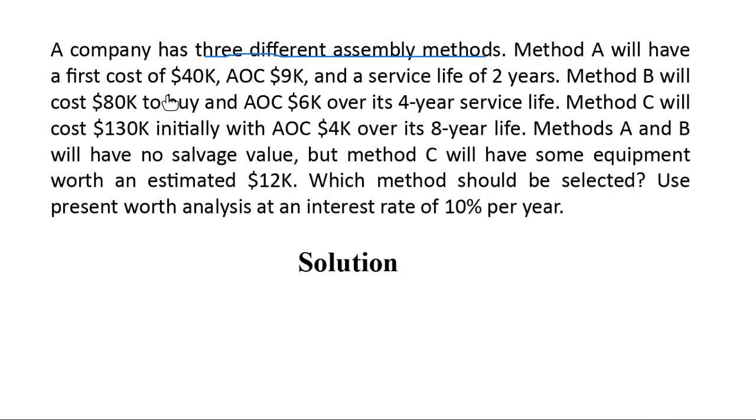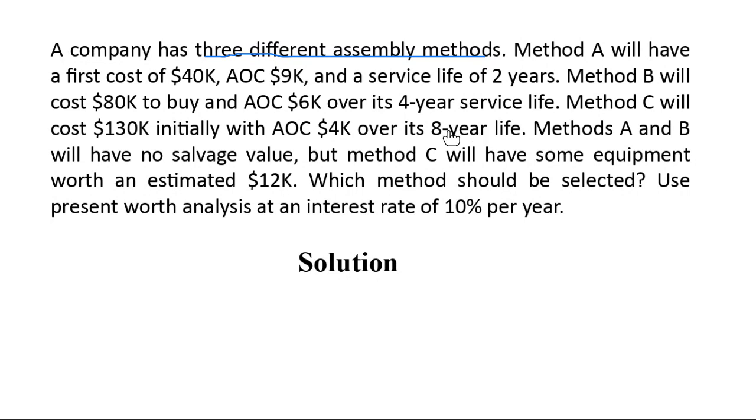It is 2. Good. For method B, we have the first cost is 80, and the annual is 6,000, and the number of years is 4. And the third one, which is the third method, we have the 130 as the first cost, and the annual is 4,000. Number of years is 8.